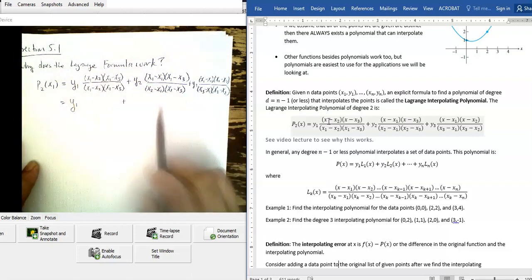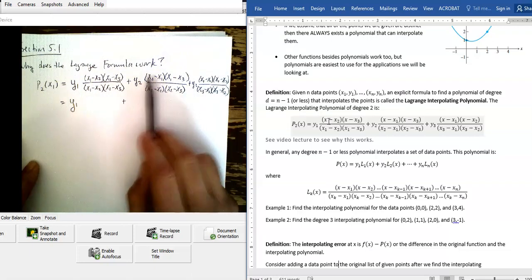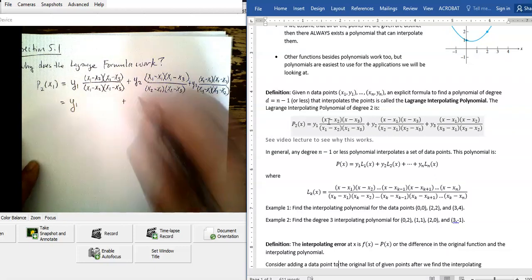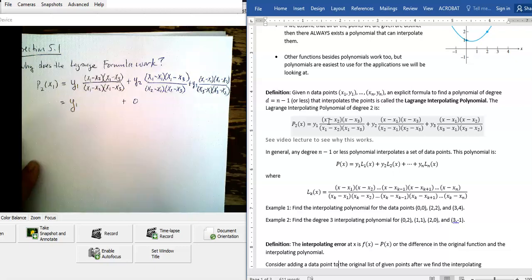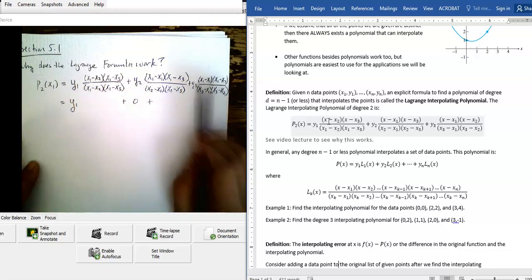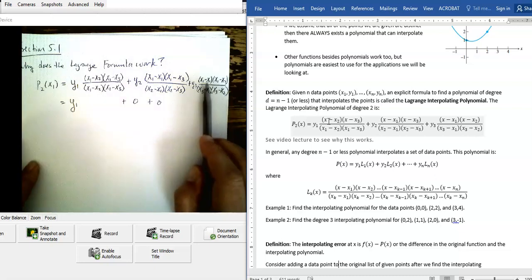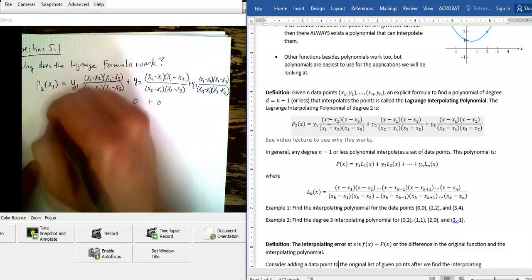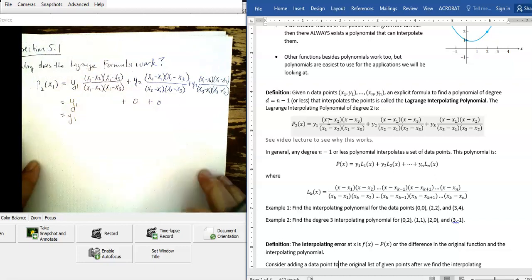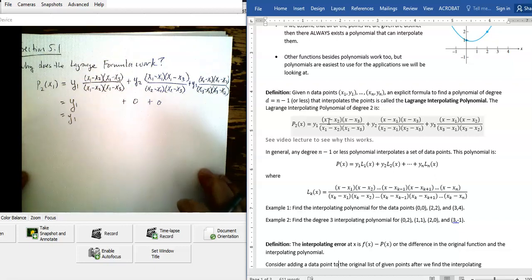Plus, now if we notice here, this first factor subtracts and gives us 0, and then multiplies the entire thing. So that gives us 0. Plus, same thing happens here. That'll be our 0, right? x1 minus x1 gives us 0. So in fact, P2 of x1 is equal to y1. That's what we're looking for.